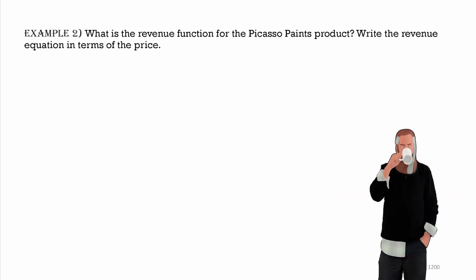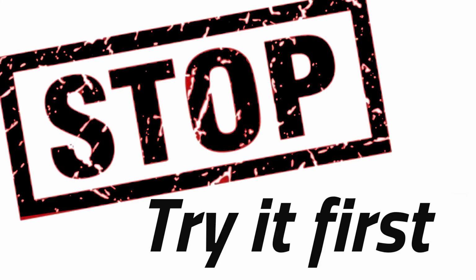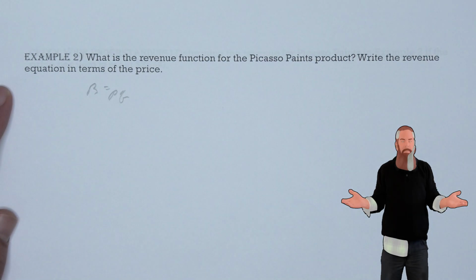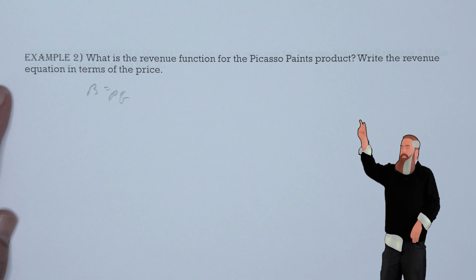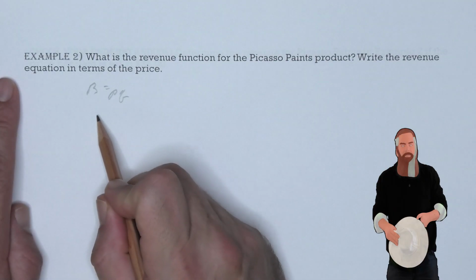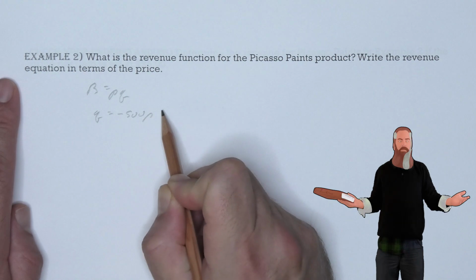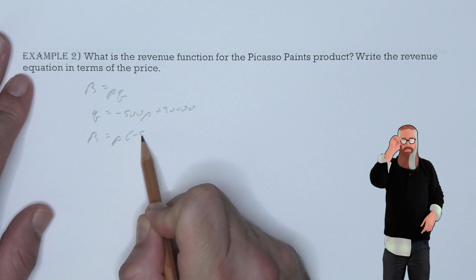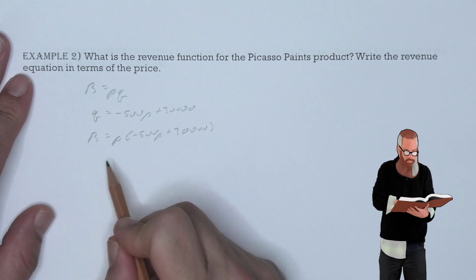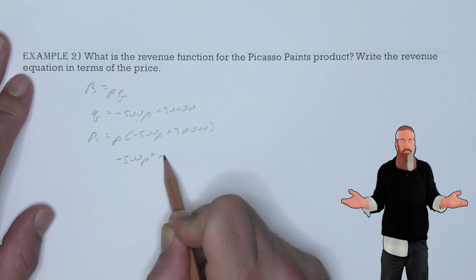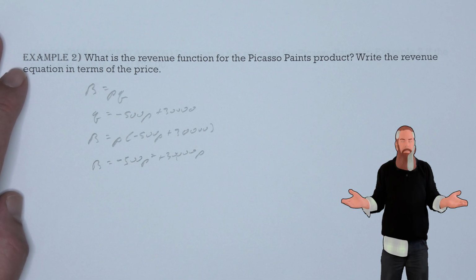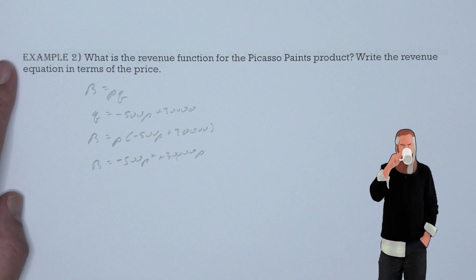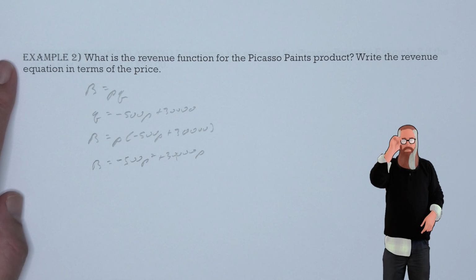What is the revenue function for the Picasso Paints product? Write a revenue equation in terms of price. The revenue is the product of the price and the quantity, meaning that R is equal to P times Q. The quantity Q is expressed in terms of the price, so the expression can be substituted into the revenue function. We know from example 1 that Q is equal to negative 500p plus 30,000. So we substitute Q into our revenue equation, giving us R is equal to P times (negative 500p plus 30,000), and distribute to get negative 500p squared plus 30,000p. The revenue function is a quadratic equation in the form y equals ax squared plus bx plus c, where a is negative 500, b is 30,000, and c is 0. Because the leading coefficient is negative, the graph of the parabola opens downward.